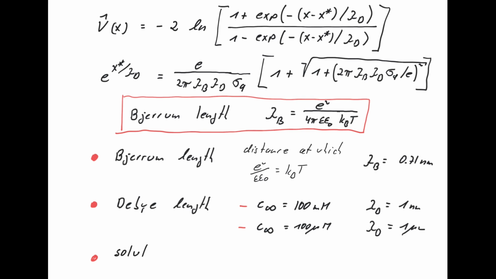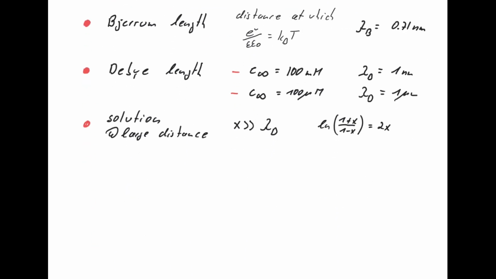Now, given the very complicated solution for the membrane potential, or the voltage drop, it's handy to look at a solution where the distance from the surface is much larger than the Debye length. In that case, the log of 1 plus x divided by 1 minus x can be replaced by 2 times x. And then we see that the voltage drop is exponentially dependent on the distance, with a typical length scale of the Debye length.